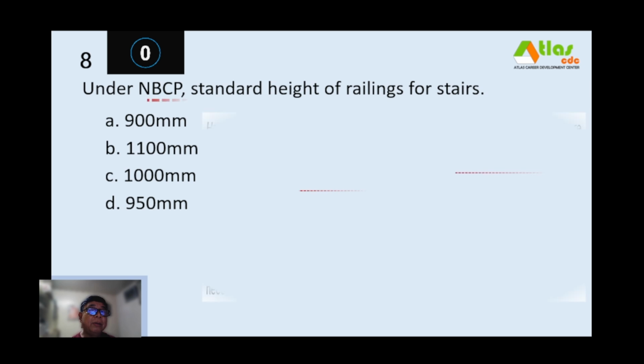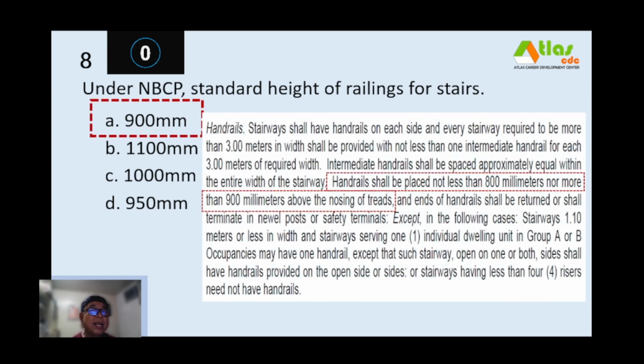And our correct answer is letter A, 900 mm. So handrail shall be placed not less than 800 millimeters, so that is the minimum, nor more than 900 millimeters, that is the maximum, above the nosing of threads. And ends of handrail shall be returned or shall terminate in newel posts or safety terminals.